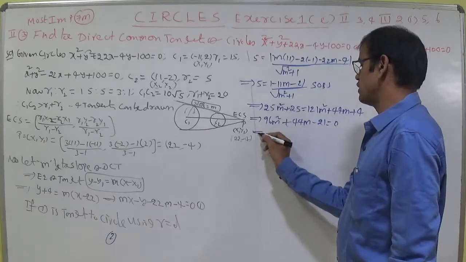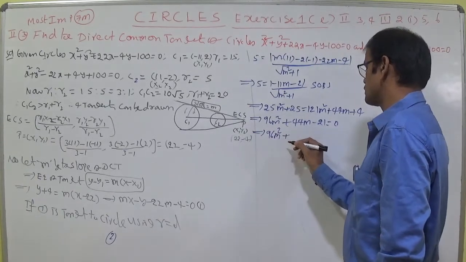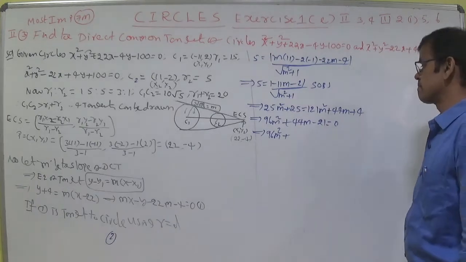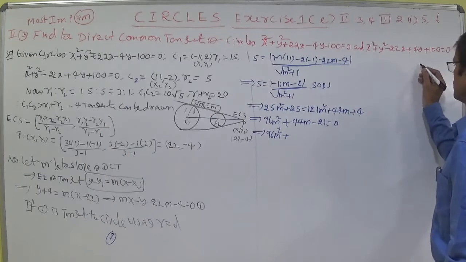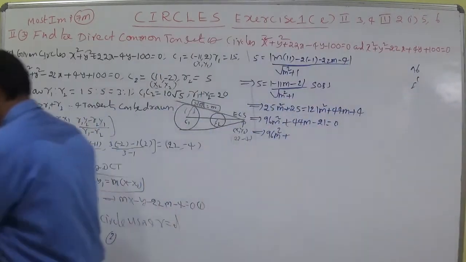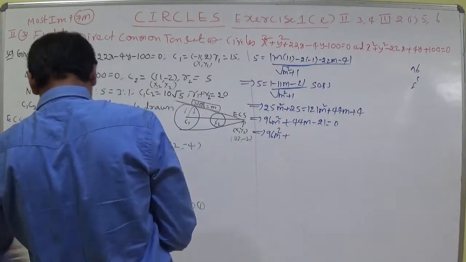By splitting the middle term, 96m square plus 44m minus 21. This is 96 into 21, which becomes 2016. Let us write the factors of 96 and 21.